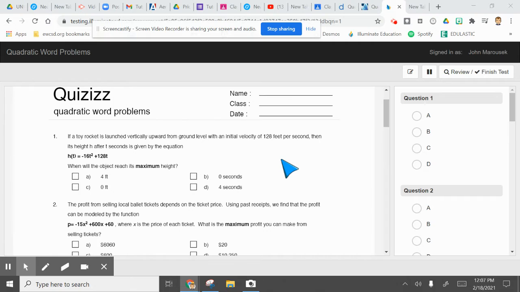Many of these problems, you're basically just having to find the vertex. Now, when will the object reach its maximum height? Usually time frame deals with the x value of your vertex. So you're supposed to find the x of your vertex. Basically it's negative b over 2a. Use your calculator. You can do this.